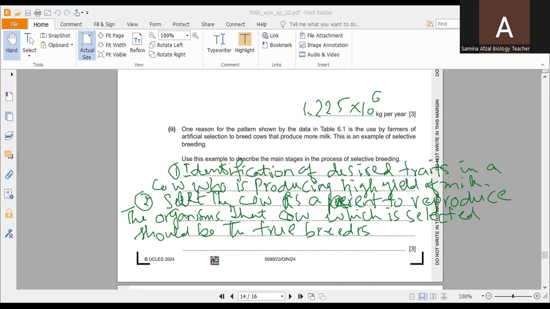Then after that, in the case of cows, this involves mating the high milk producing cow with carefully chosen bulls. This allows for the combination of desired genes from both parents to be passed on to their offspring. So the mating of this cow with bulls of good quality.